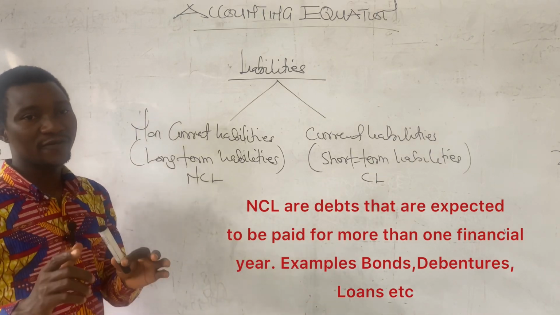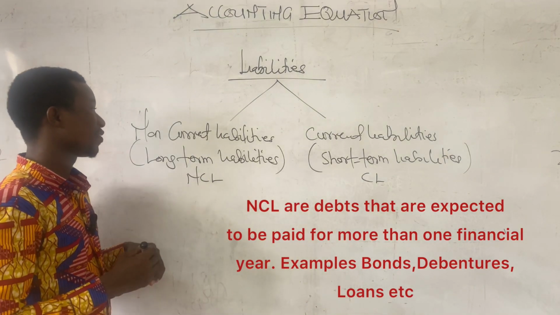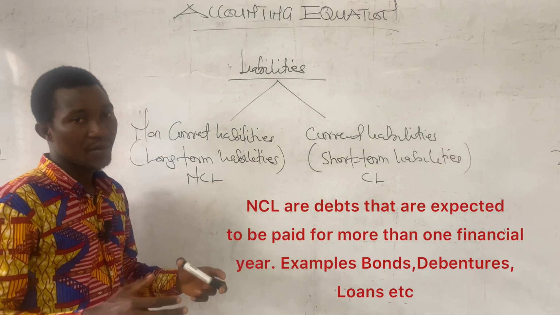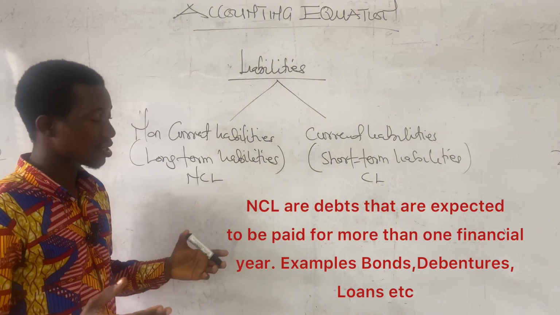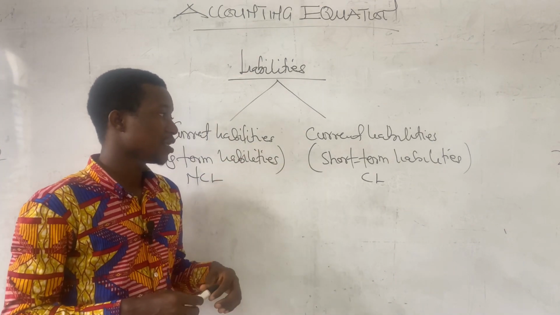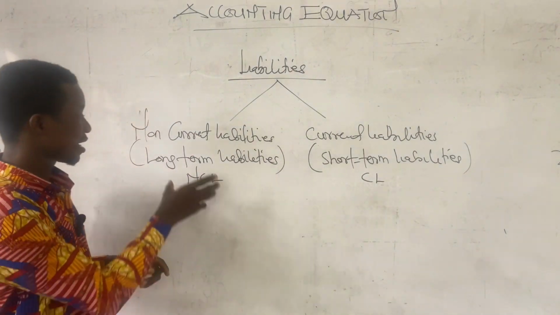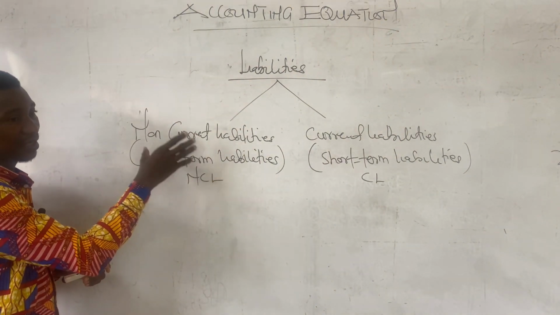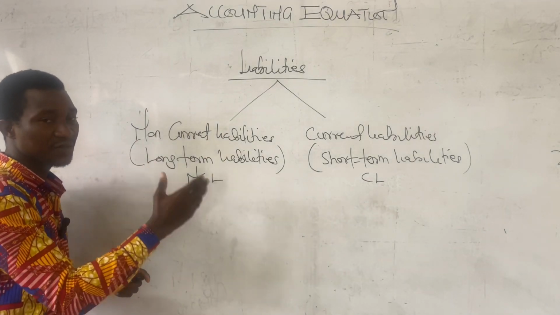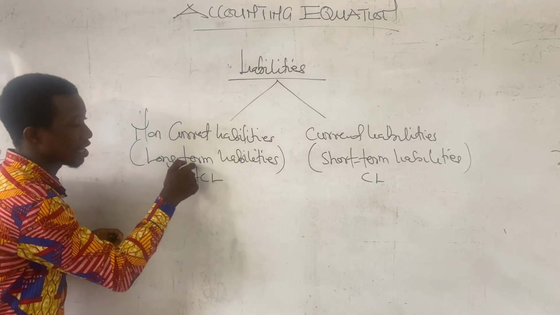I said one financial year has to do with 12 months. Is that okay? So examples of non-current liabilities could be a long-term loan, a debenture, a bond, and those items. They are more. Very good. So we have current liabilities as well. Another name for current liabilities is short-term liabilities. As I explained, non-current liabilities are expected to be paid over more than one accounting year. This means they are of long duration or long period. That is why we say long-term liabilities.